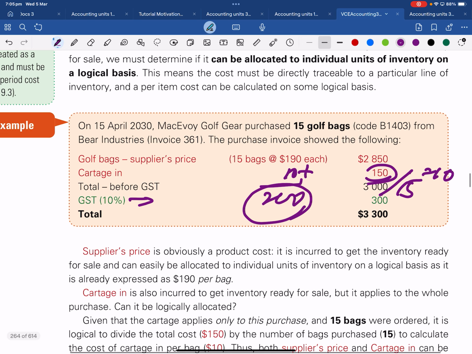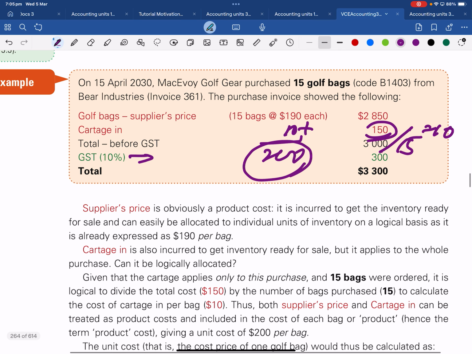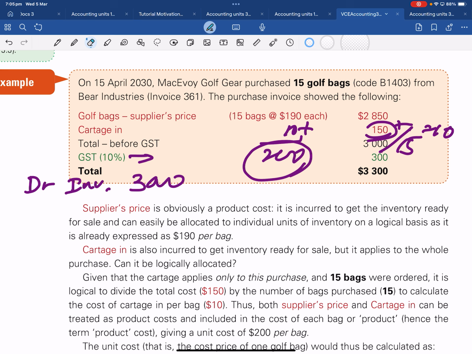Okay, makes sense, guys? Then how do we record this in the general journal? Double entry for this one. What do you do firstly? Debit inventory. How much? 2850? No, altogether 3000. Why? 2850 plus 150, both of them, because both of them are product cost. So you debit the inventory.